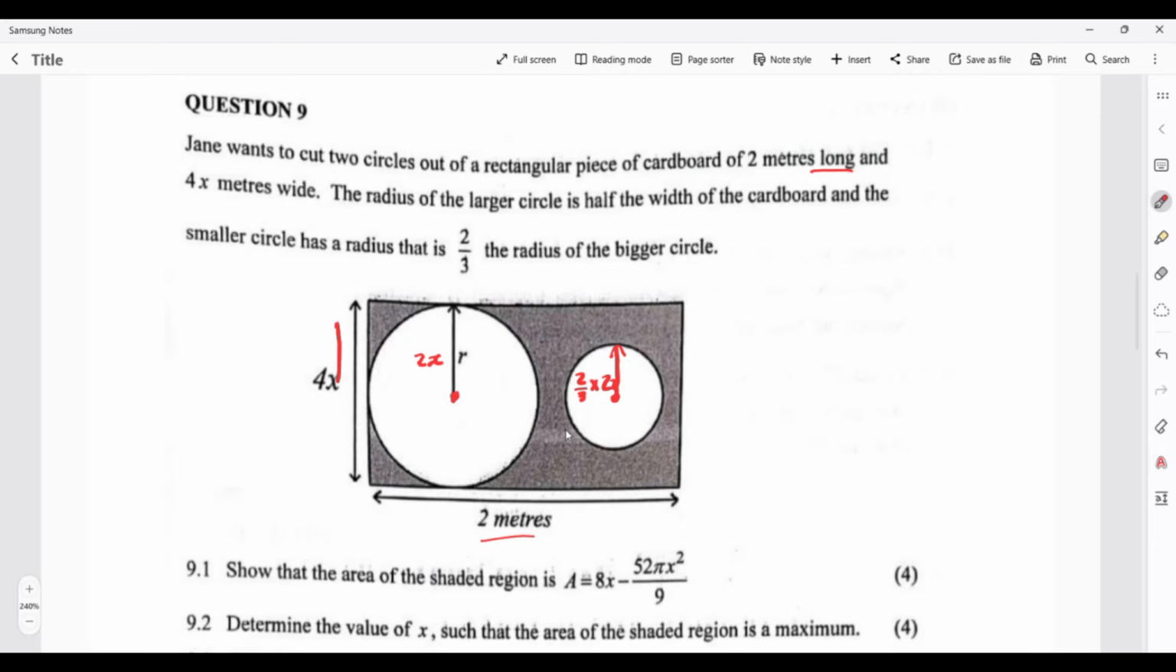And then the first question says, show that the area of the shaded region A is equal to 8x minus 52 pi x squared divided by 9. So what do they want you to do here? They want you to take out the circles, because the shaded region is where there is no circle. So you must take out the circles over there. You just subtract the circles.